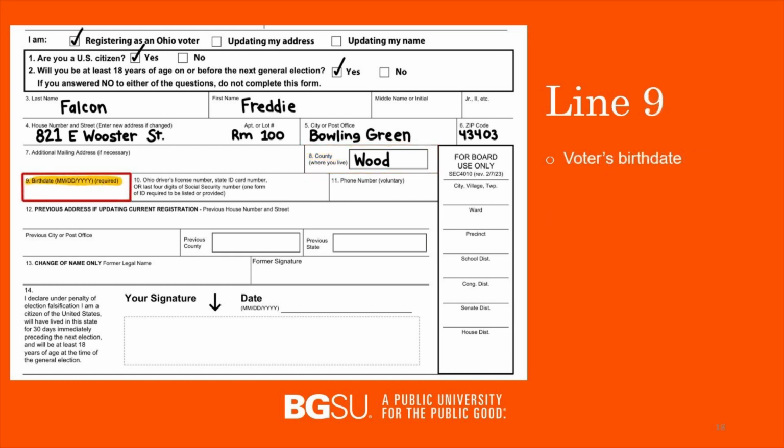Field 9 of the voter registration form is the voter's birth date. They must write it in month, day, year order. It is a common mistake to accidentally write the current date in this field. Please check before letting the voter walk away.